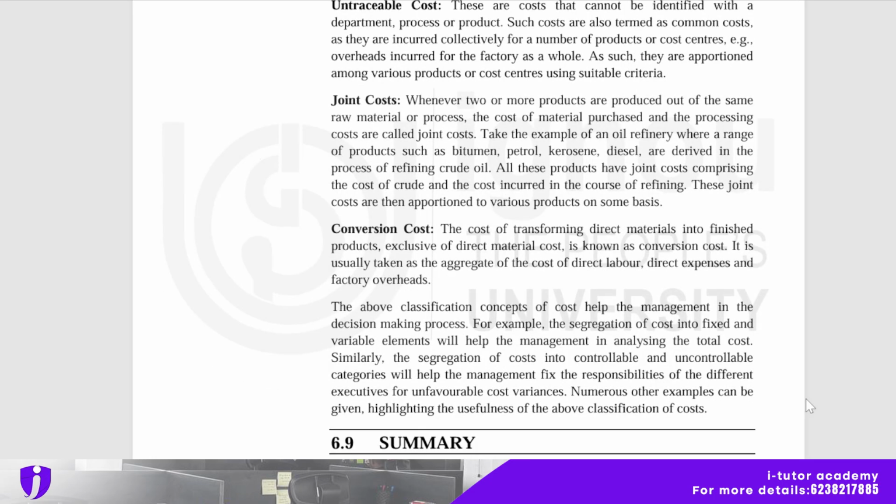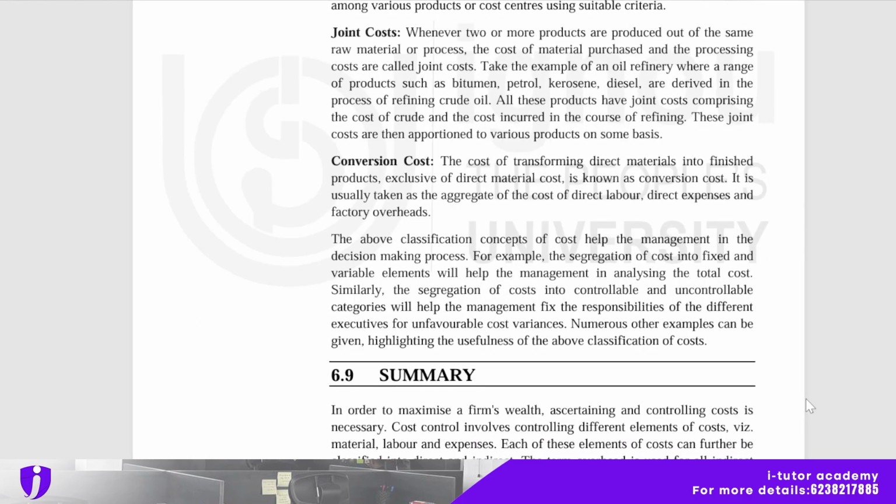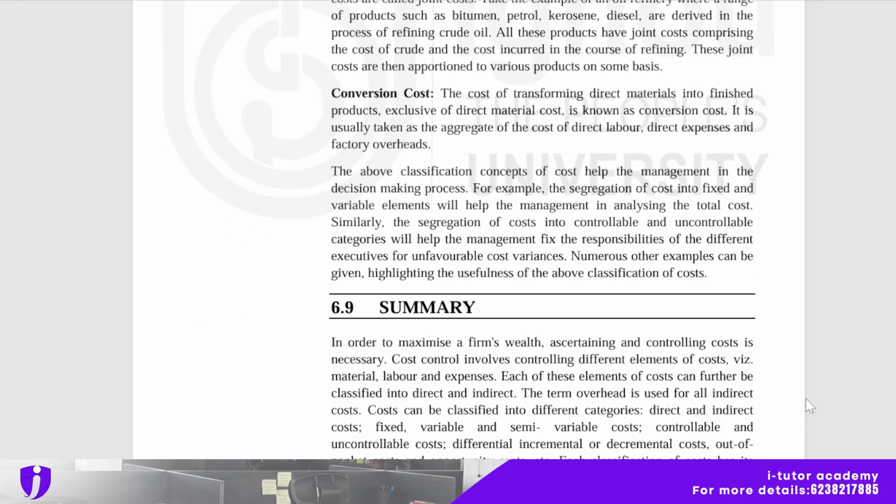And joint cost: whenever two or more products are produced out of the same raw material or process, the cost of material purchased and the processing cost are called joint cost. And conversion cost: the cost of transforming direct material into finished product, exclusive of direct material cost, is known as the conversion cost. And the summary of this unit is here.